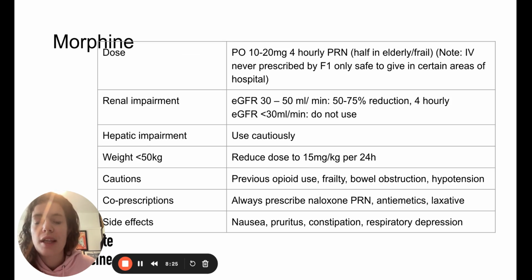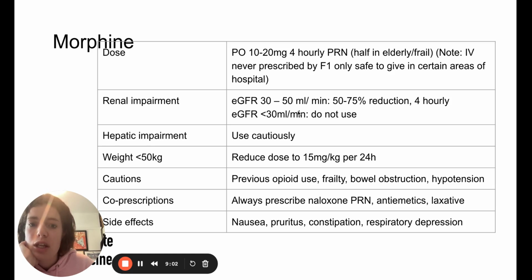Finally, onto morphine. These are the doses. I would always halve the usual dose in an elderly or frail person. Note these are the oral doses for Oramorph. IV morphine is basically never prescribed by an F1 and is only safe to give in certain areas of the hospital. So make sure you're prescribing it orally if you are, and check with your seniors if you're unsure about that prescription.